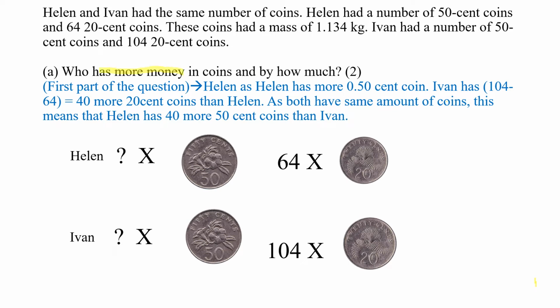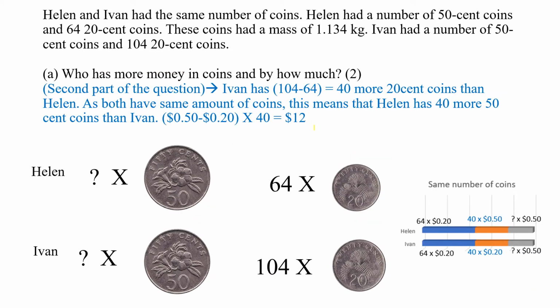Who has more money? From the diagram here, we can see that Ivan has 104 20-cent coins and Helen has 64 20-cent coins. So Ivan would have 104 minus 64, which is 40 more 20-cent coins than Helen. As both of them have the same number of coins, this means that Helen would have 40 more 50-cent coins than Ivan. As the value of a 50-cent coin is greater than the value of a 20-cent coin, this means that Helen would have more money than Ivan.